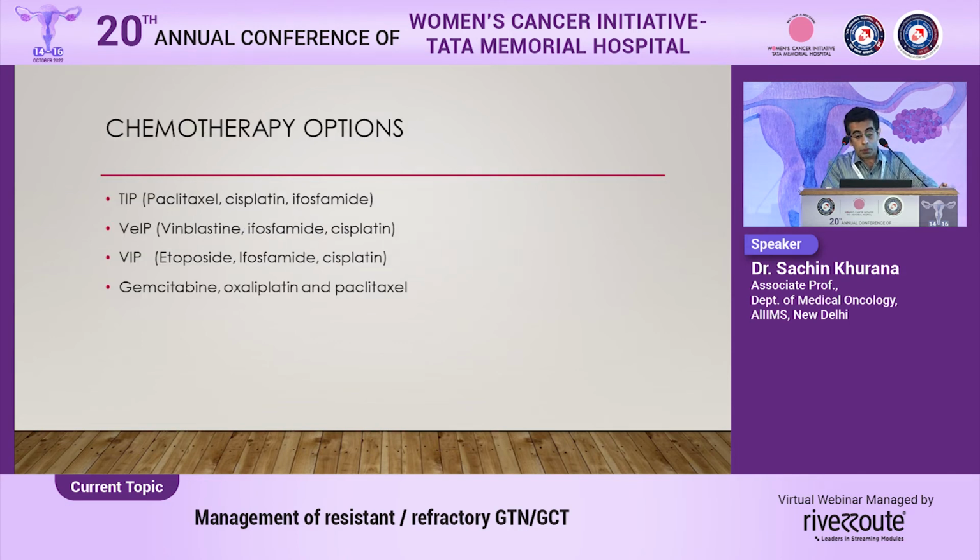So what are the chemotherapy options? Again, the same options, we all know about them. TIP we can use, where paclitaxel is a 24-hour infusion on day 1, and day 2 to day 5 is cisplatin and ifosfamide. And then we can use a combination of vinblastine, ifosfamide and cisplatin, a VIP regimen. And in platinum refractory patients, we can use a combination of gem oxali, pacli, gem pacli, or all the 3.